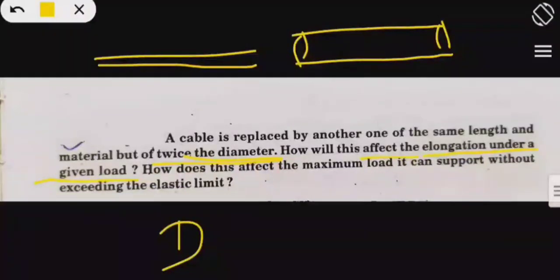Elongation under the given load. That means it is asking us what is the relation between d and length. Okay, d and length, this is our first question. Affect the elongation. Okay, d and L.